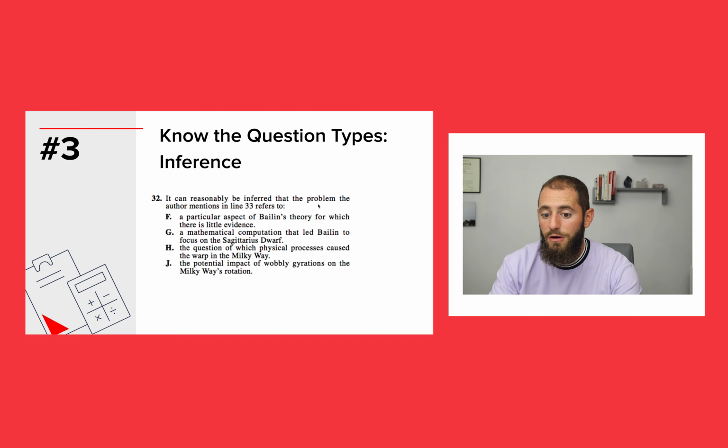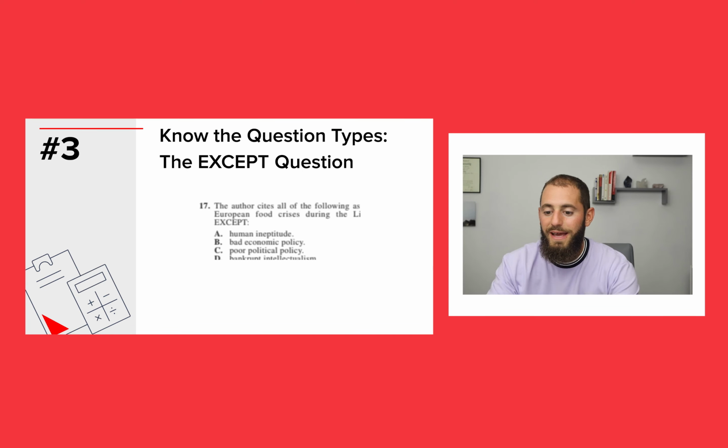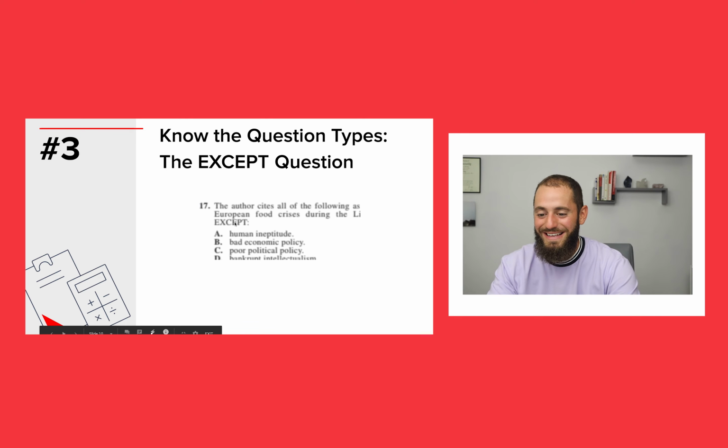Inference. It can be inferred that the problem the author mentions refers to. This is, you have to make a little bit of a leap. You have to figure it out on your own. Inference, infer, right? But again, it's not left field. Except, this is the worst question. All of the following are said except. Now you have to go to the passage and one by one eliminate the wrong ones. This is the hardest question.